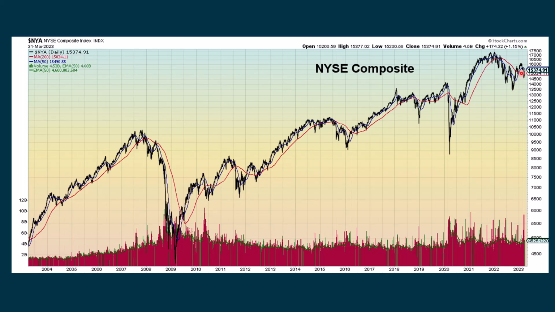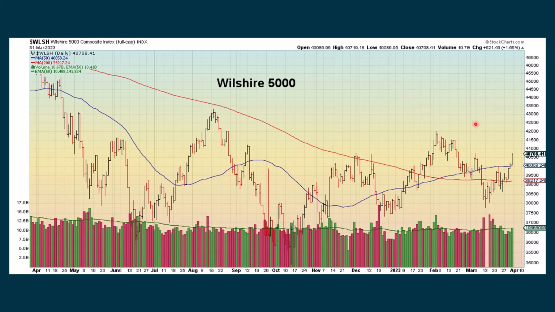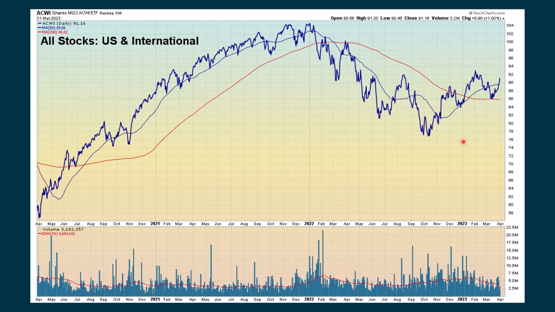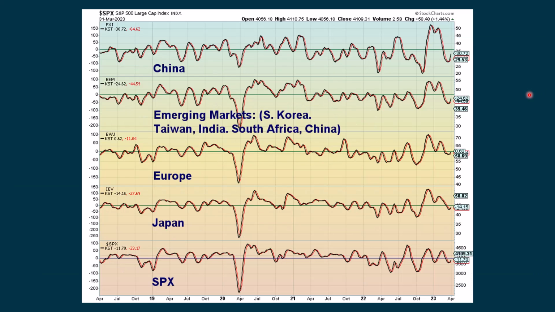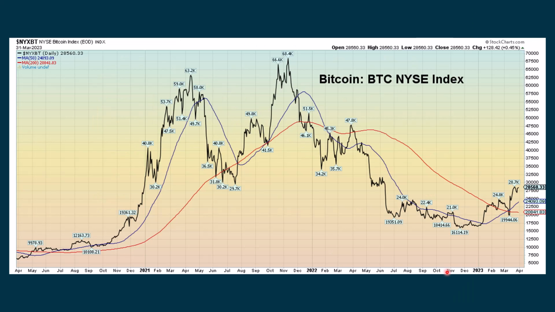NYSE, recent golden cross, showing some weakness and has been bouncing back. The Wilshire is also showing some improvement after going positive. All stocks, recent golden cross, showing improvement. Emerging markets, recent golden cross, improvement. Internationally, China's turning up, emerging markets are turning back up. Europe, Japan, and the US have stronger looking markets based on the KST. Bitcoin, having a recent golden cross, has been showing some strength.